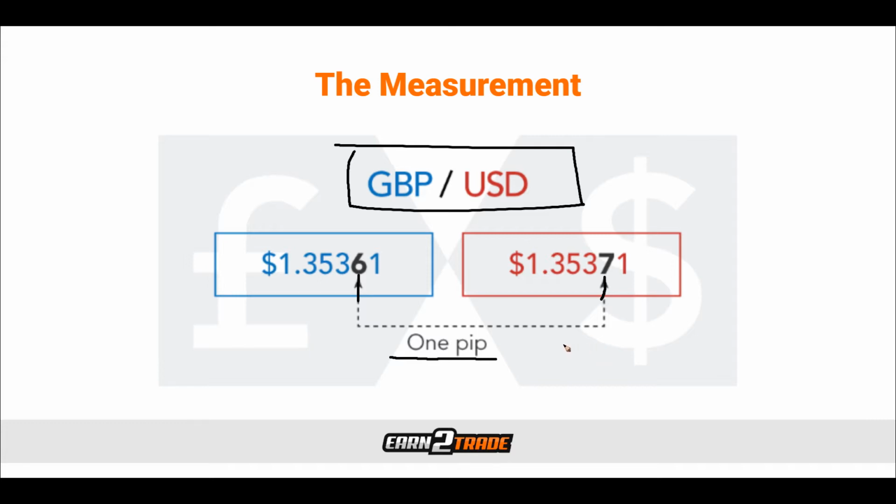If it moved 0.0005, well, then the price would have moved 5 pips. In this example, price has only moved up 1 pip.